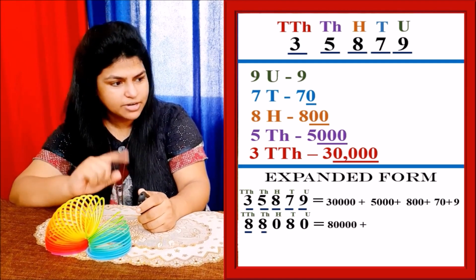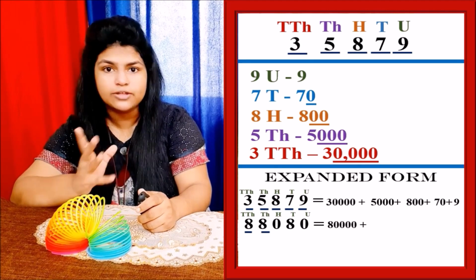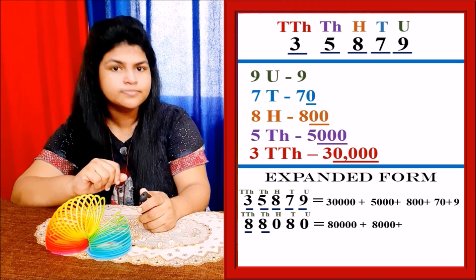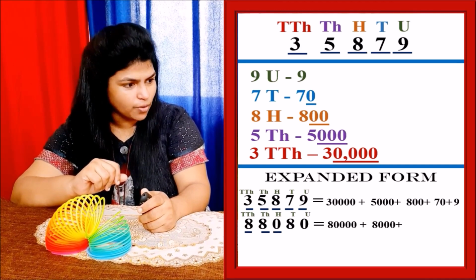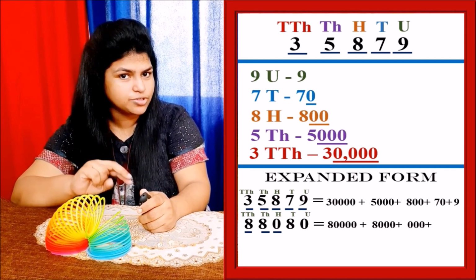Next, you want to see? Next number is 8. And after 8, how many numbers are there? 1, 2, 3. And so, 3 zeros. 8 and 3 zeros. Next number we have 0. After 0, how many numbers are there? 2. So 0 and 2 zeros.